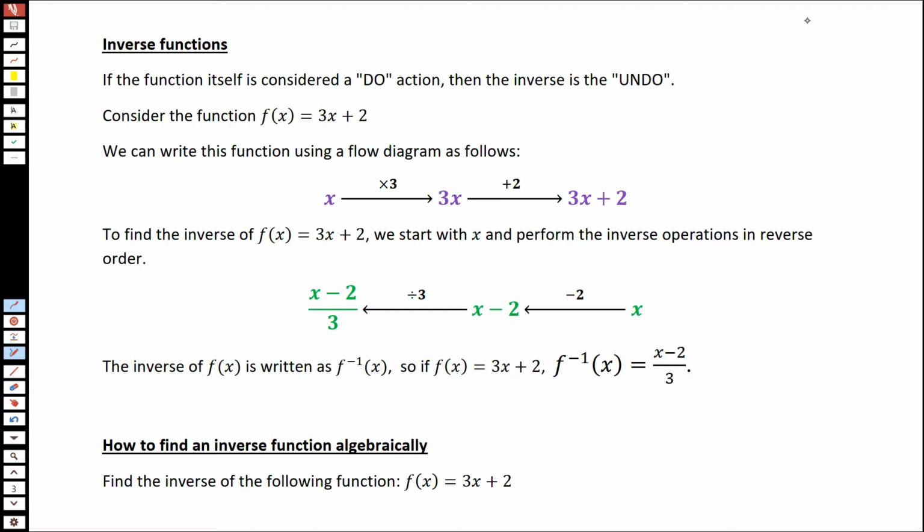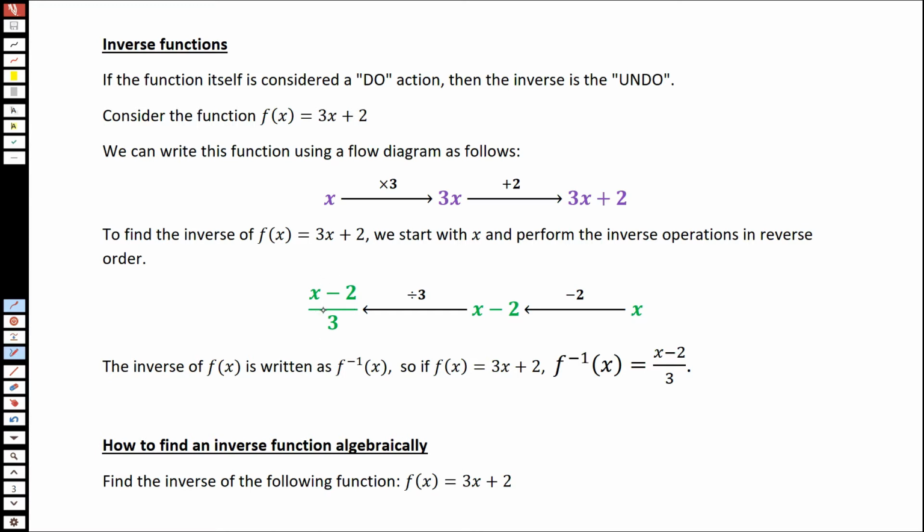But now what the inverse function of f of x will do is that it will start from the other end, and the results of what is on the other end will be its inputs. So we start from the other end with x, because that's now the input for the inverse. And then it performs inverse operations here. The inverse of adding 2 is subtracting 2, so we end up with x minus 2. And then the inverse of multiplying by 3 is dividing by 3, so you end up with x minus 2 over 3.